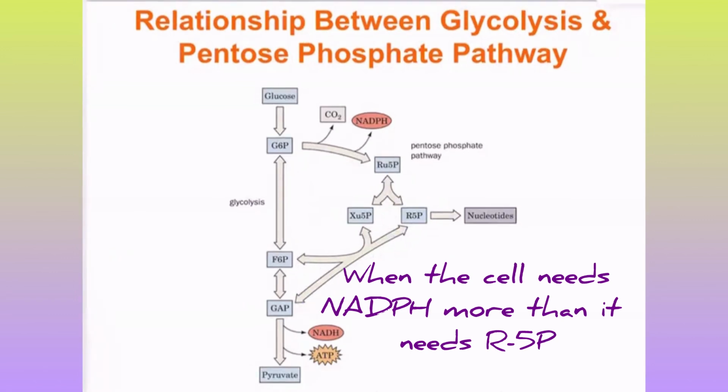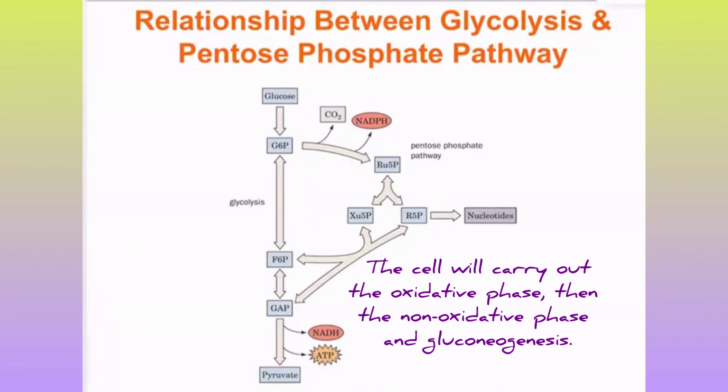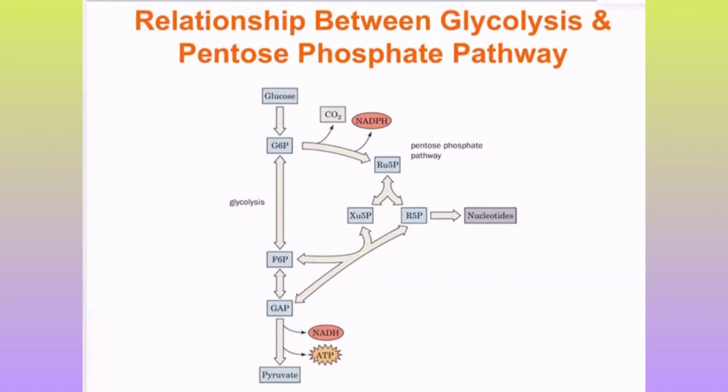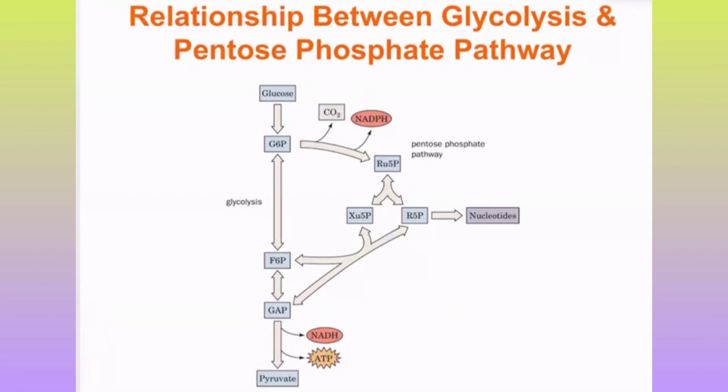When the cell needs NADPH more than it needs ribose 5-phosphate, the cell will carry out the oxidative phase, then the non-oxidative phase, and finally gluconeogenesis. So this will help the cell recycle back the ribose 5-phosphate into glucose 6-phosphate, which can be used to synthesize even more NADPH molecules.